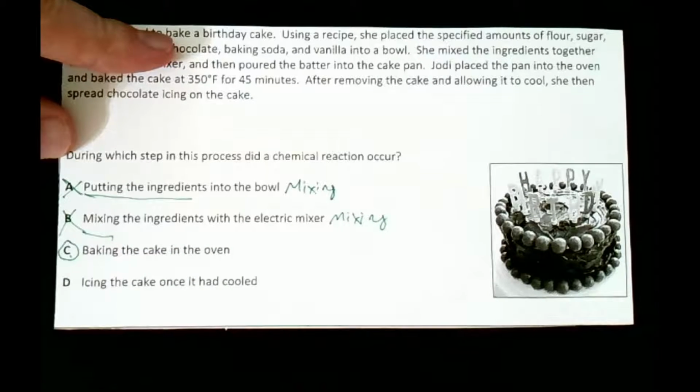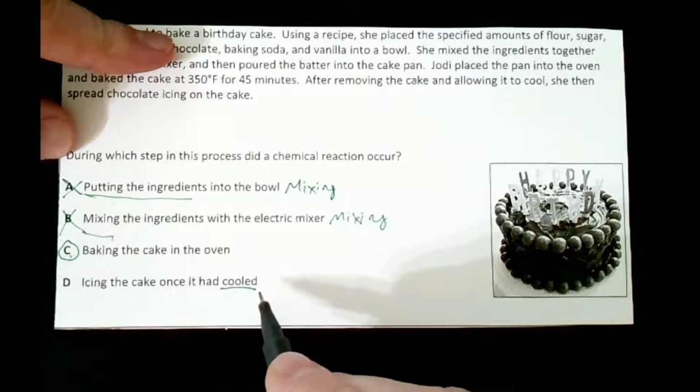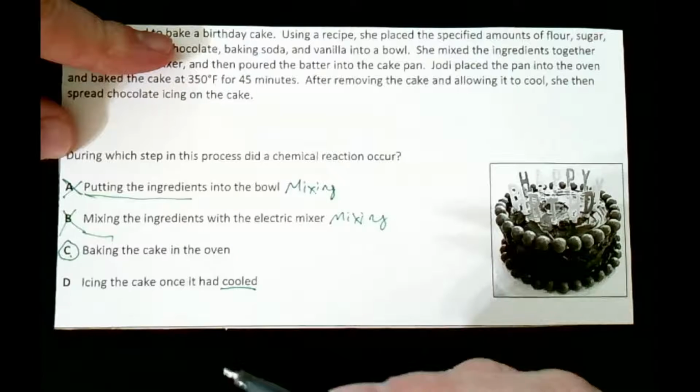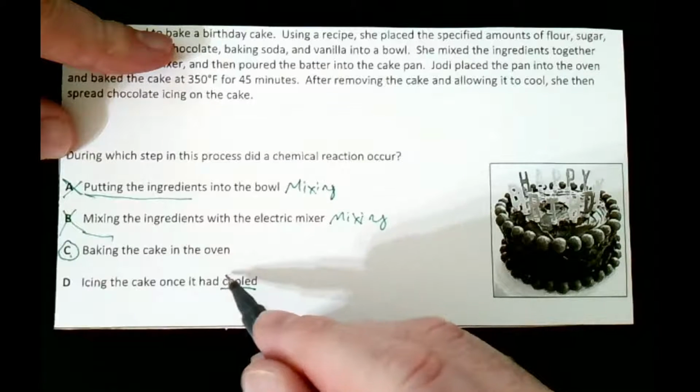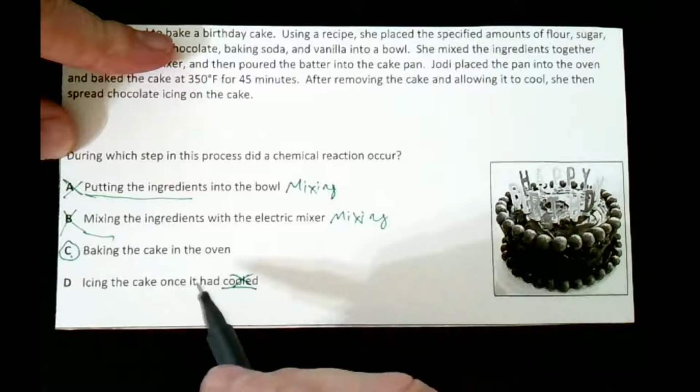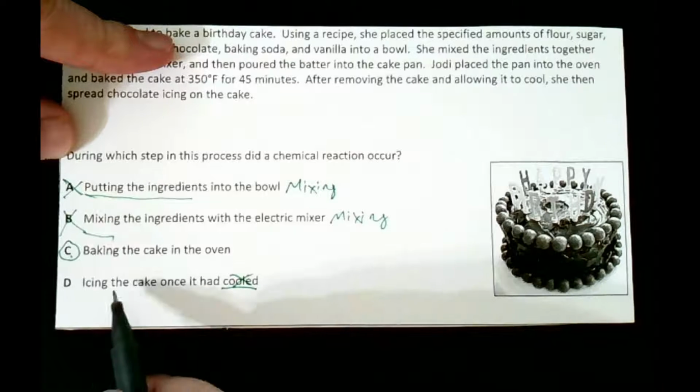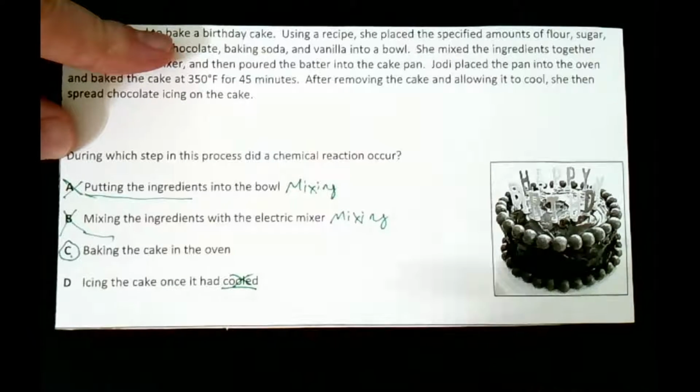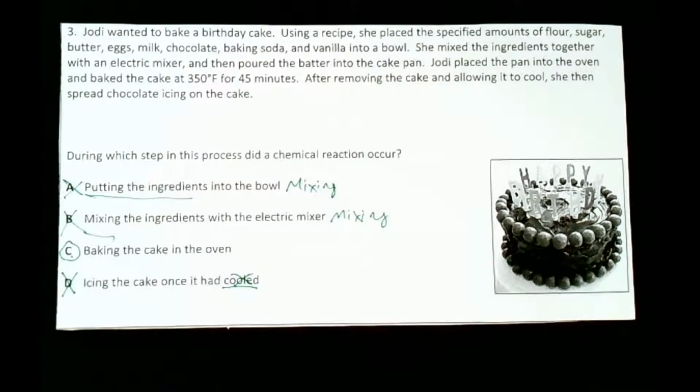But let's still check out D, just to make sure we're right. Icing the cake once it has cooled. Okay, so cooled is talking about temperature change. It's just getting colder. But is that from a new substance being formed? No. So that's kind of a tricky one there. So that's not it. What we're doing is just making it look beautiful. But that's not actually making a chemical reaction. So we're definitely going to say C, baking the cake in the oven.